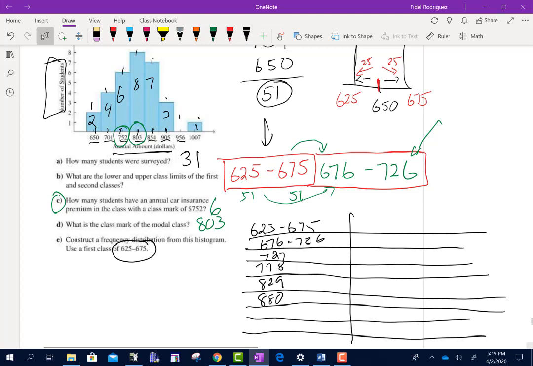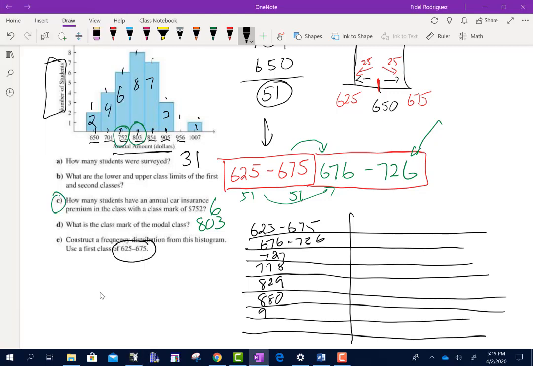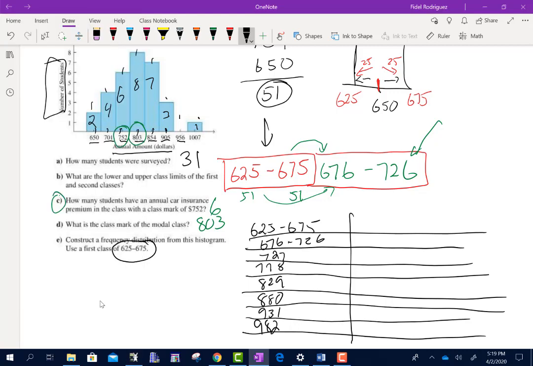Okay. I'm going to keep playing this game, guys. I'm going to add another 51. Okay. I'm going to come up with 931. And I'm going to do that one more time. Add 51. And I'm coming up with 982. Okay. Now those are just giving me the first numbers of each bar.